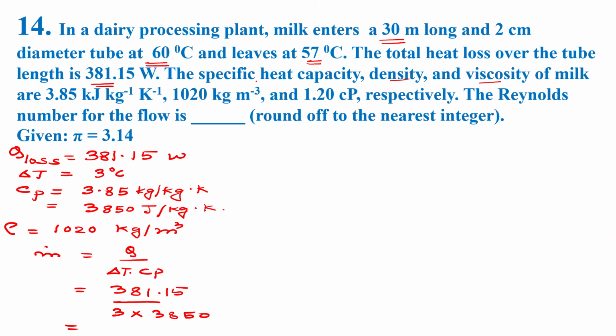Okay. I'll change the pen over here. Now we know the density, we can calculate the volumetric flow rate. That is QV, our volumetric flow rate. So it's mass flow rate by density. So mass flow rate is 0.0330 by density is 1020. So it is approximately 3.235 into 10 to the power minus 5 meter cube per second.